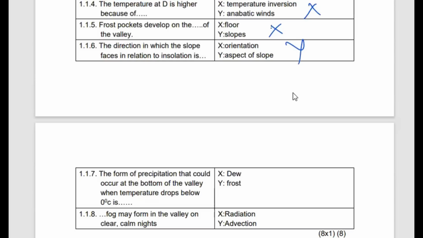Move on to the next question. The form of precipitation that could occur at the bottom of the valley when temperature drops below 0 degrees Celsius. We are saying the temperature here is dropping below a freezing point. So whenever we have temperatures dropping below 0 degrees, we have frost forming in that respect.